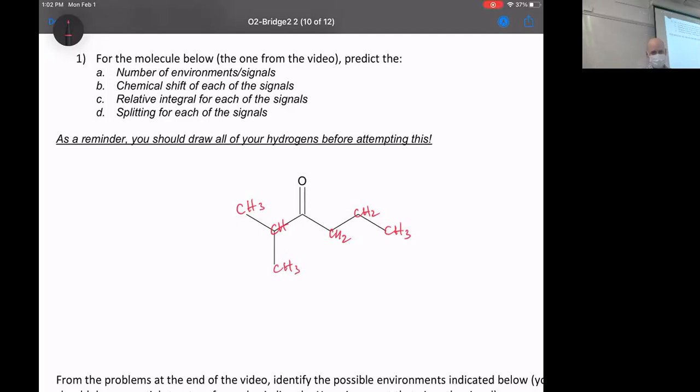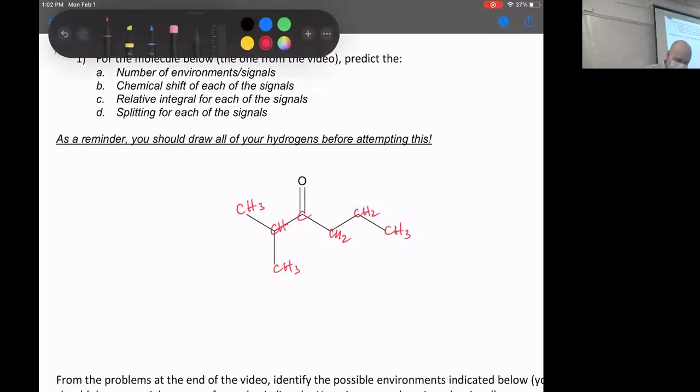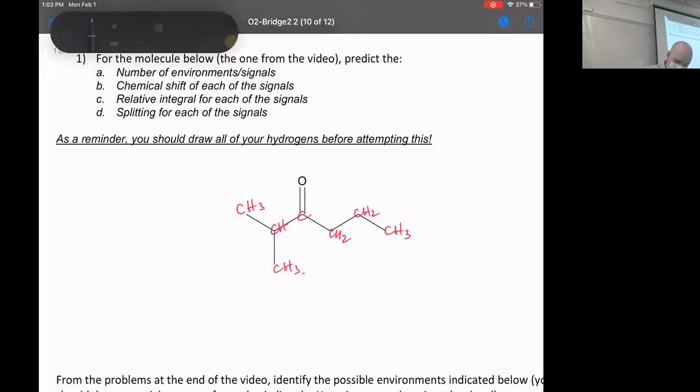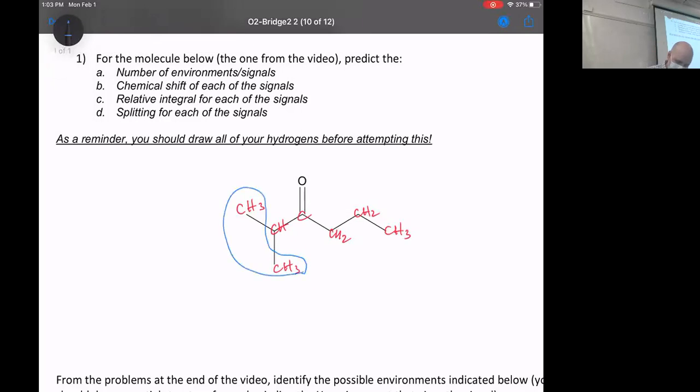It all starts with drawing all of your hydrogens. You guys did great on the number of environments. The only ones that got messed up a little bit, don't forget that there is a hydrogen there. Don't forget that carbons make 4 bonds. So draw in all of your hydrogens where you can. This is a carbon right here, but it doesn't have any hydrogens. The next thing, here we'll put all of these together: environment A, environment B, C, D, and E.